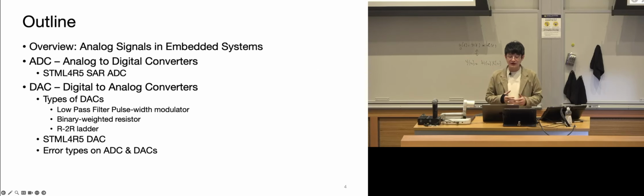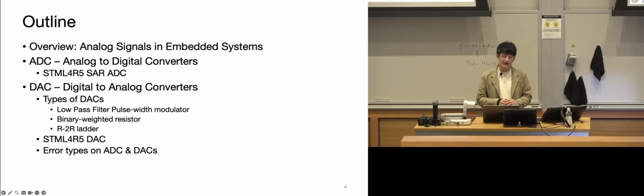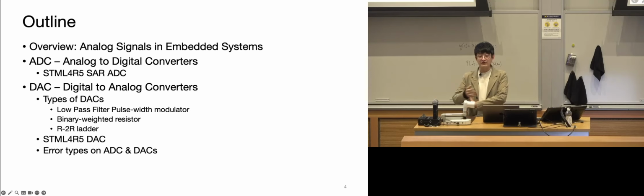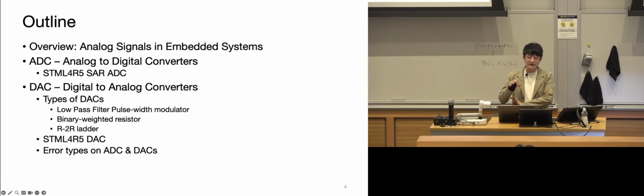This is the overall outline of the analog signals in embedded systems, ADCs and DACs. We finished most of the ADCs in the last lecture before the break. We talked about a few different types of ADCs, how they work underneath, and the trade-offs between them. Today, in the first part, we will be finishing the ADCs on the microcontrollers you guys use, and then the majority of the lecture will be on the DAC, the digital to analog converters.